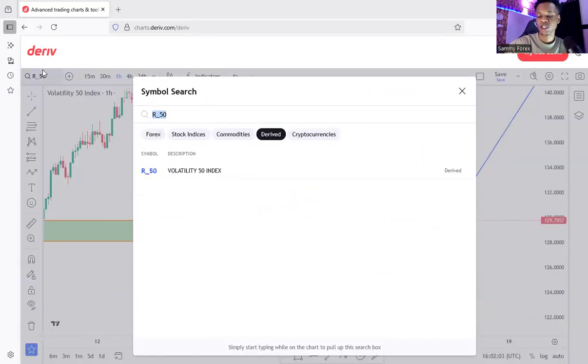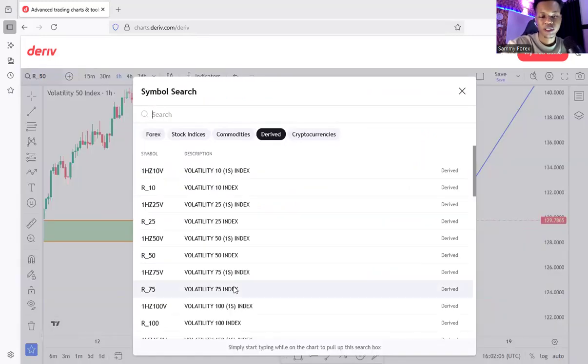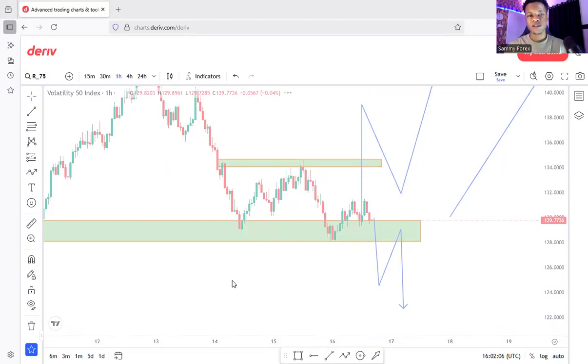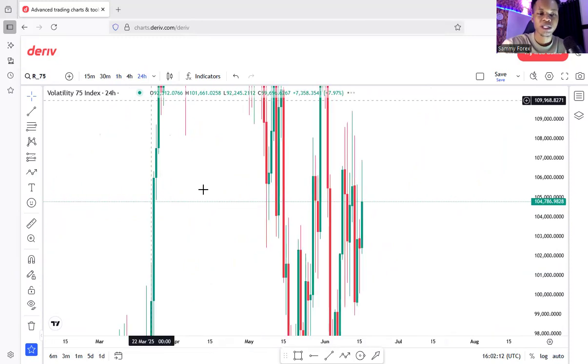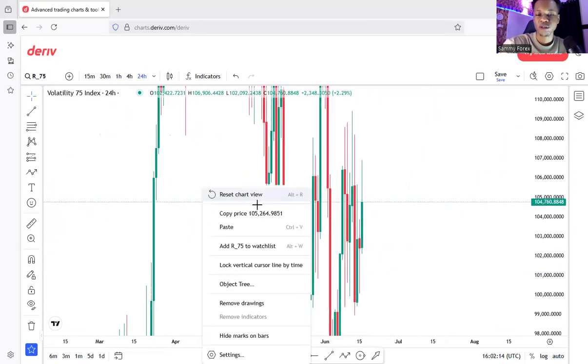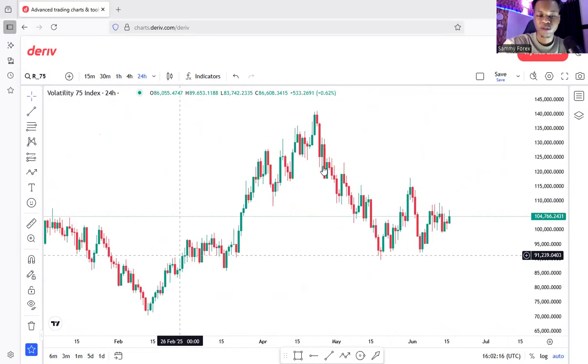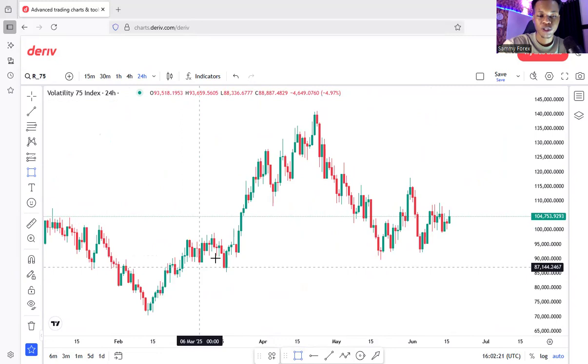So I'll go down to the next one, which is the volatility 75 index, to see what the price is doing. On the 75 index, I'll have to go down to the 24 hours time frame to see what the price is doing. On the 24 hours time frame, notice price was bullish, and then price created these lows, on which it is causing rejections.